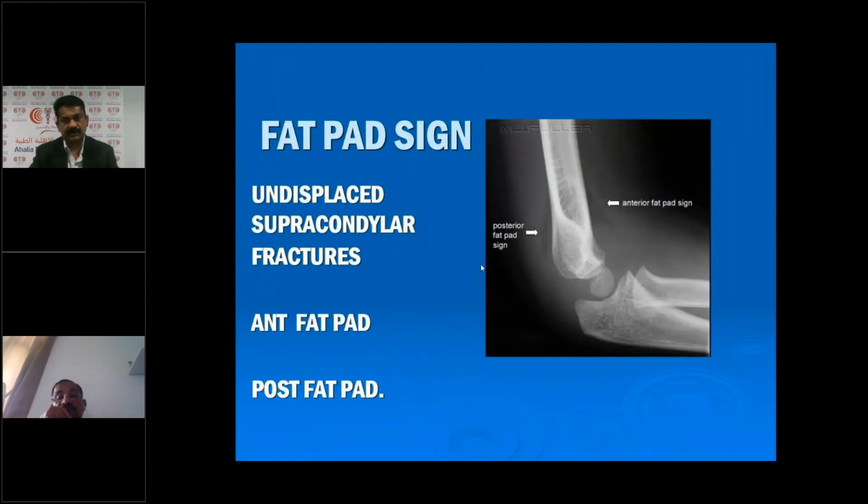Second radiological sign is the fat pad sign. This is actually used mostly in the type 1 supracondylar, which are usually not obvious in the radiograph. As you can see here, you can see no fracture line here. So this is diagnosed by the fat pads actually.